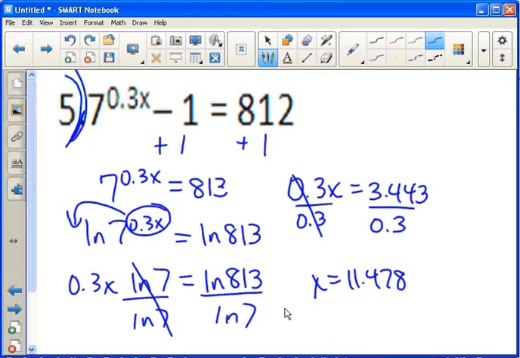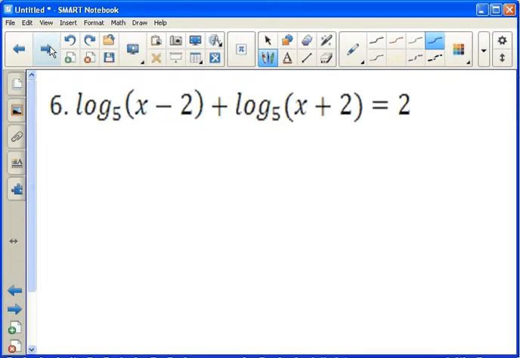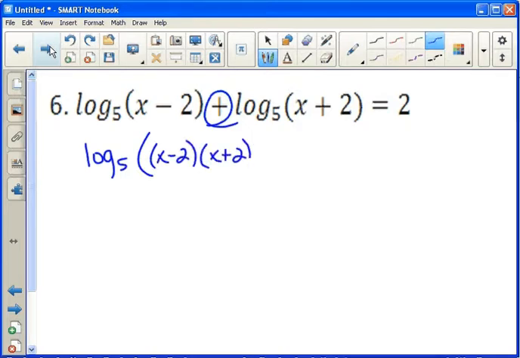Number 6, we need to solve this. Well, we need to get rid of the logs, but we cannot get rid of the logs when there are two of them. So we need to combine them into a single logarithm. If you remember, addition can be changed into multiplication. So it would be x minus 2 times x plus 2 equals 2. And the way we get rid of log base 5 is by making both sides powers of 5. So that cancels this out, leaving us x minus 2 times x plus 2.